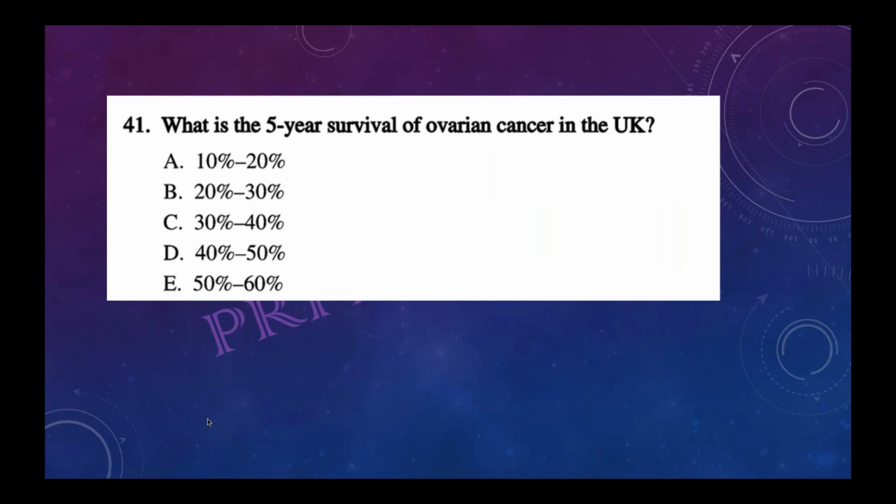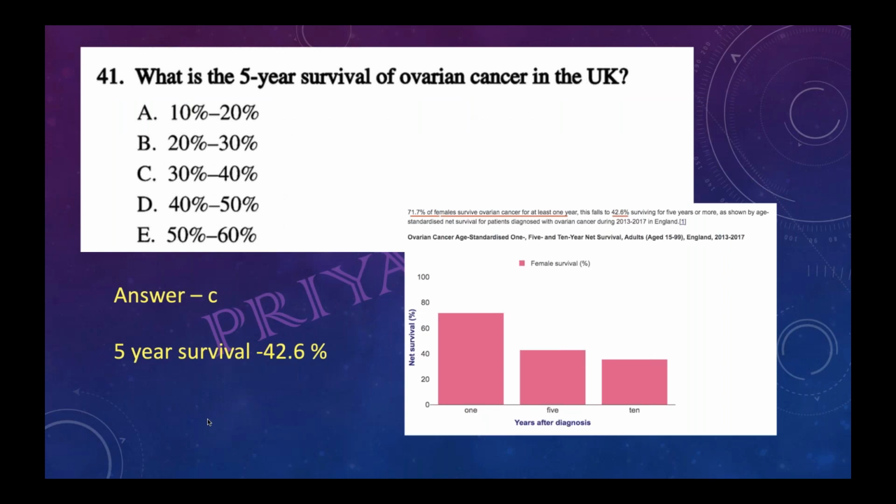What is the 5-year survival of ovarian cancer in the UK? Ma'am, 50 to 60%. So now this is the chart that shows 1-year survival is 71 to 77%, and 5-year survival is 42.6%. Okay, so just remember these numbers. They have also given 10-year survival. So just remember the 5-year survival for ovarian cancer is 42.6%, and this is from Cancer Research UK.